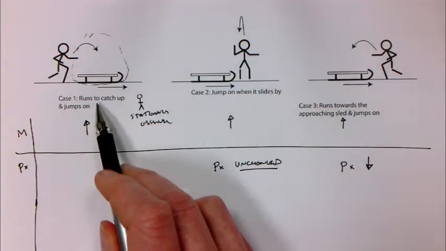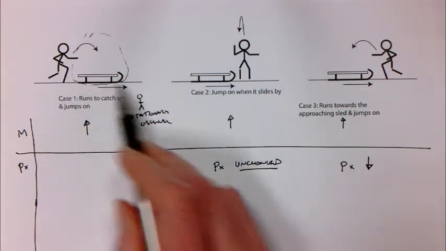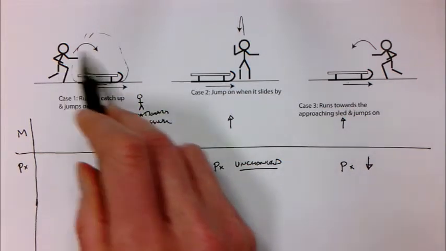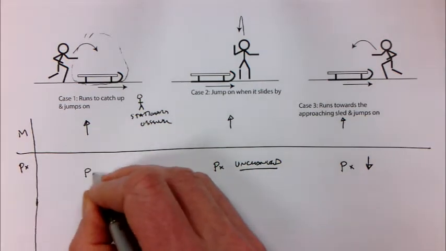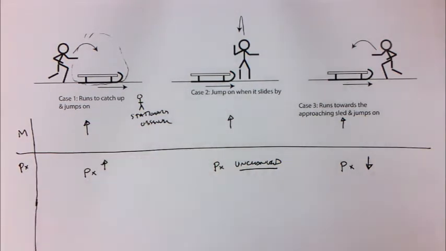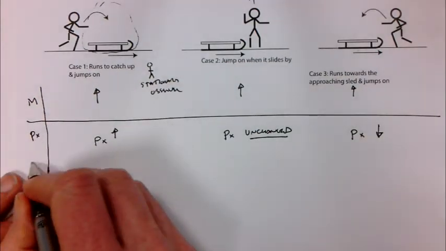And then finally, in case 1, as the person runs to catch up and jumps on, the person has a momentum in the x direction, and the sled has a momentum in the x direction. When this person crosses the system boundary, they're carrying positive momentum in the x direction, so the momentum in the x direction increases.